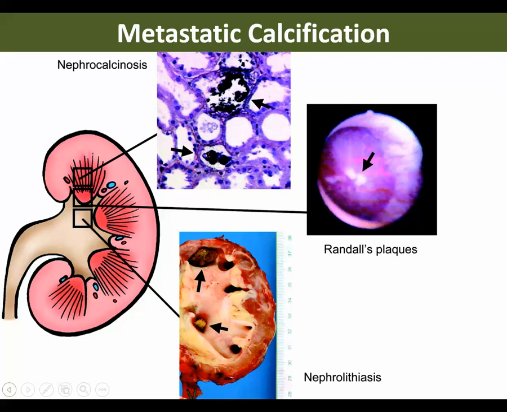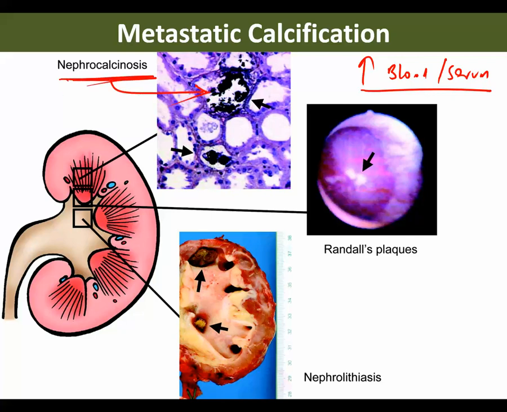This is metastatic calcification. Here the calcium level is increased in the serum, and then the calcium gets deposited in the kidney. This is called nephrocalcinosis. If there is too much calcium, again they will form a stone, called nephrolithiasis. Usually metastatic calcification deposits in the kidney, in the gastric wall, or in the blood vessels in the lung, because of the alkaline nature of the tissue.